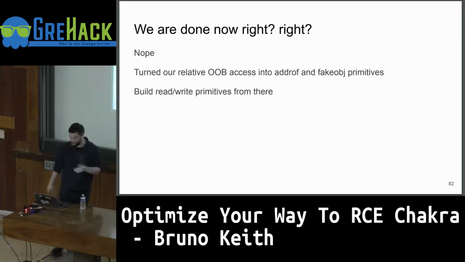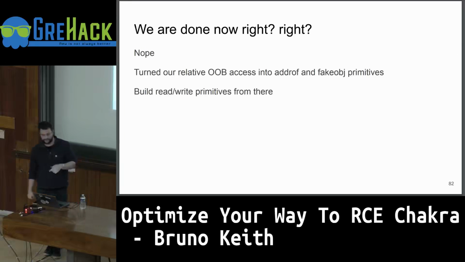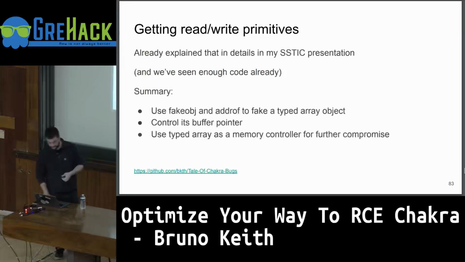So, we're done now, right? Well, no. All we did was turn a relative out-of-bound access into address-of and fake obj primitives, and now we need to build the read-write primitives from there. I already explained how to do that in detail in my Sthack presentation, so we're not going to go through it here, and I believe we've seen enough code.